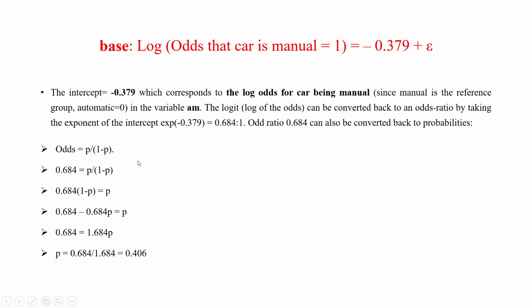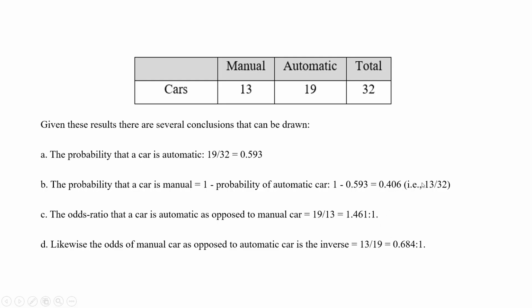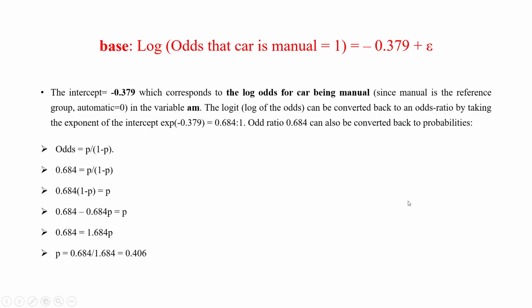Now substitute this value in our original formula. Odds is equal to P upon 1 minus P, and 0.684 is equal to P upon 1 minus P. If I recalculate the probability by solving this, I get P is equal to 0.406. The probability that the car is automatic is 0.406. Now this number is exactly the same number which we got according to the manual calculation, right? This is the base model where we have not assigned any independent variable to the dependent variable.